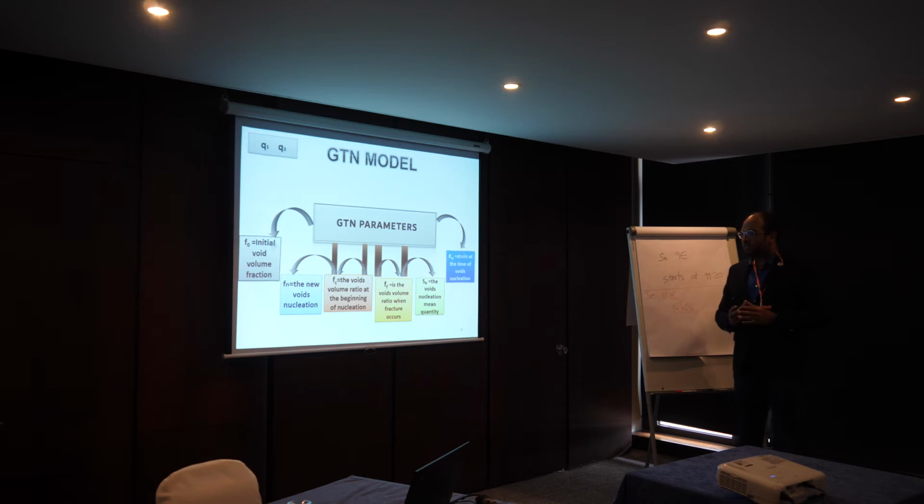Basically, there were many studies based on the GTN model, and they found that the values of q1 and q2 shown in this slide are almost fixed. I will show you in a table some previous studies that were done in this field, and you will find that q1 and q2 are almost fixed. My purpose now is to focus on how I could determine those 6 GTN parameters.